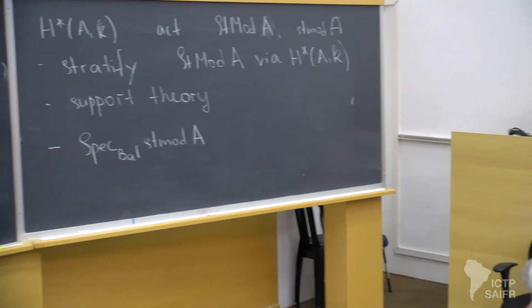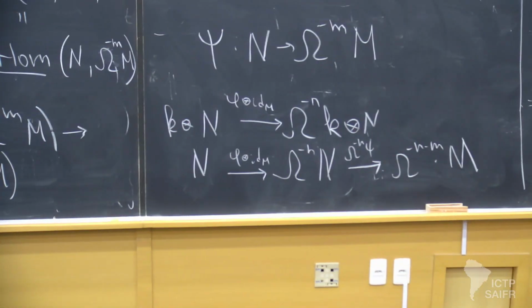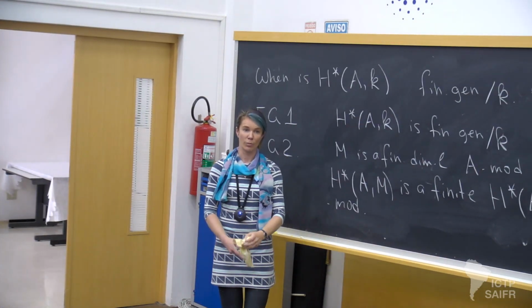So these five people formulated the conjecture in terms of Hochschild cohomology, but we're going to borrow the terminology and ask the question, when is this true? So that's going to be the theme of my talk. We want to know when cohomology is finitely generated as an algebra.